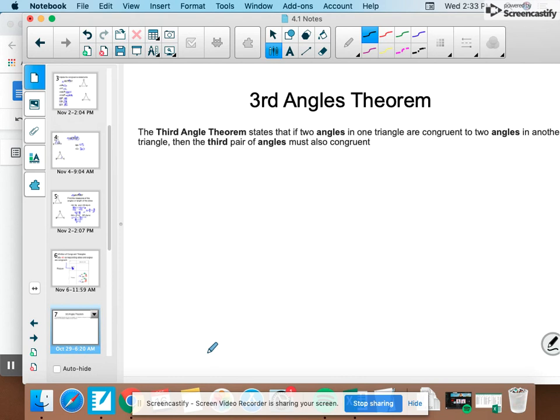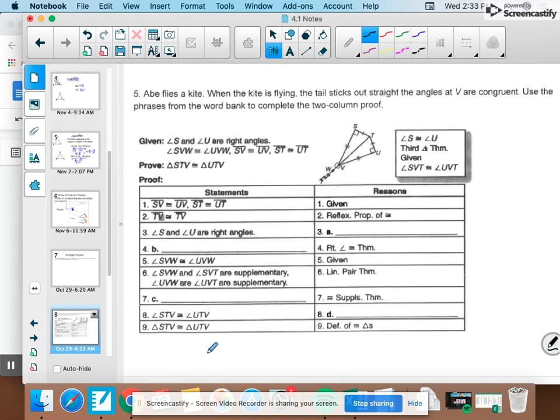So we're going to look at an example of a proof here. So we're given a lot of information, and we're trying to find that triangle STV is congruent to triangle UTV. So with that being said, again, the only way triangles can be congruent is if we have three angles congruent and we have three sides congruent that are corresponding. So once we have all of that, then we can say that the triangles are congruent.